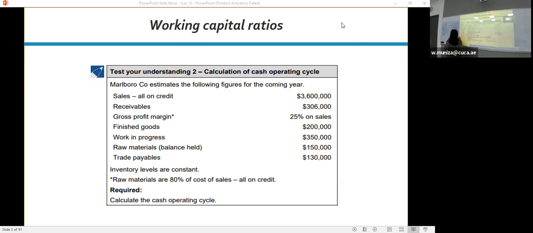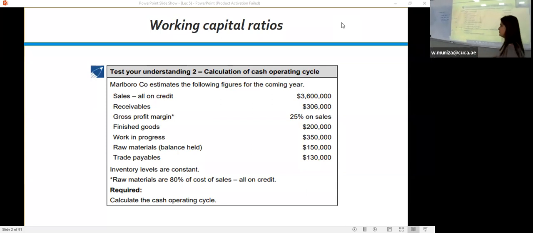So we understand that sales price is equal to cost plus profit. And when we say that there is a gross profit margin of 25% on sales, sales are 100% here. Am I right? So it means that the cost is 75%. So gross profit means this: 25%, and sales price is 100%, and cost of sales is obviously 75%. And over here, the sales are given to us, 3,600,000.